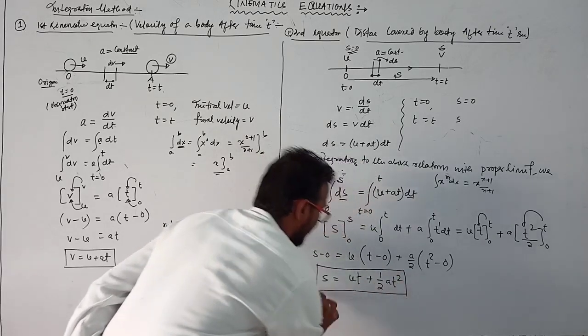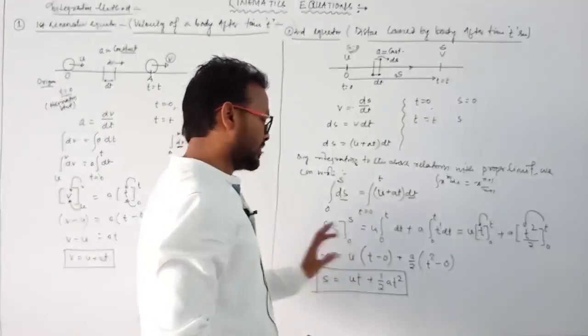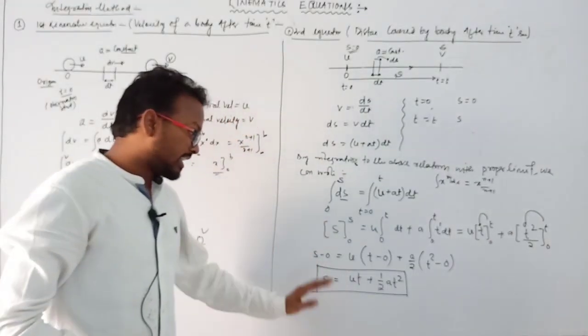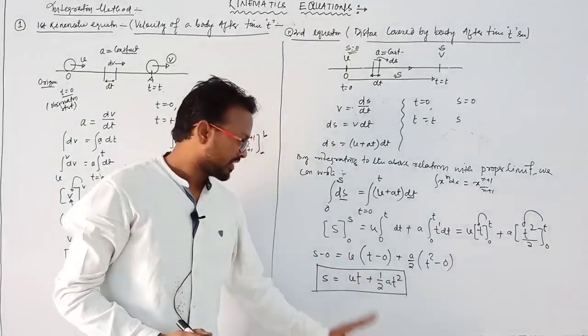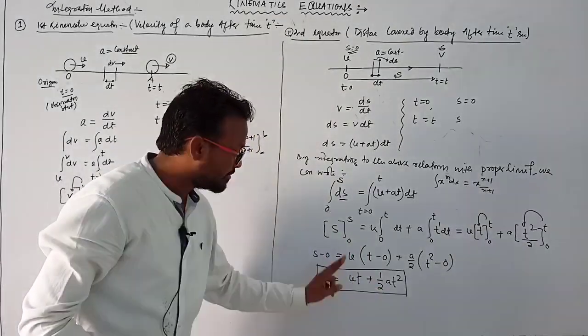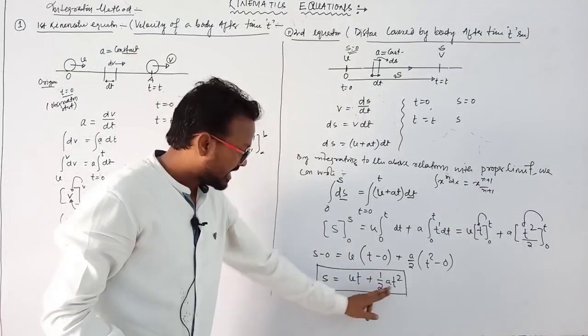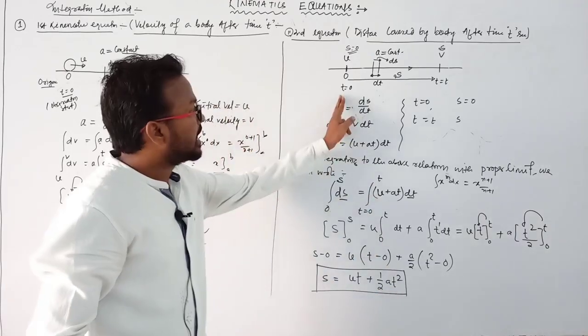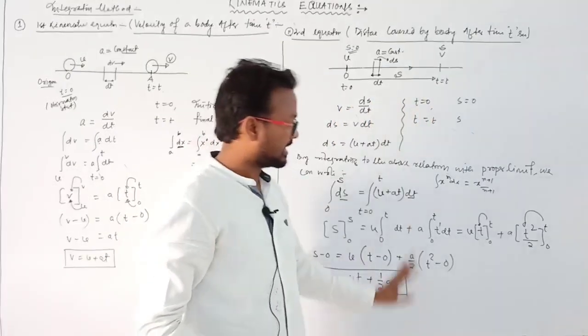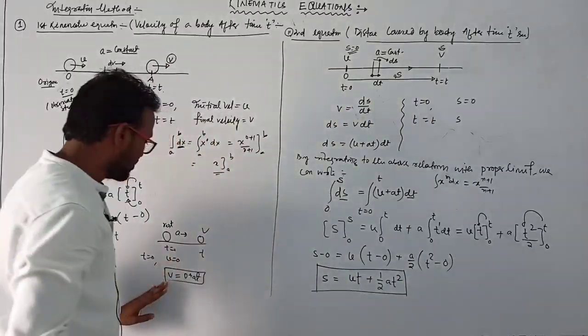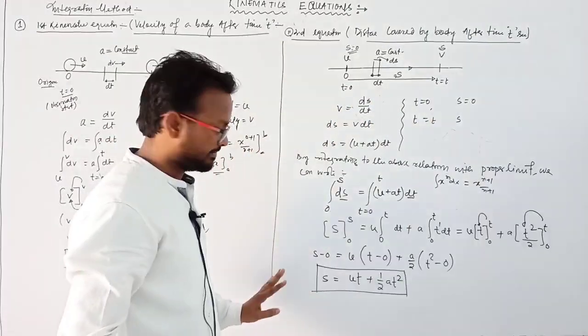Clear? This is the final expression, and it is also an important expression. This kinematic relation, the second equation of kinematics, is valid only when the acceleration of a body is constant, where t is the total time from 0 to t, and s is the total displacement or distance in this time interval. Clear? This is known as the first equation, and this is the second equation.